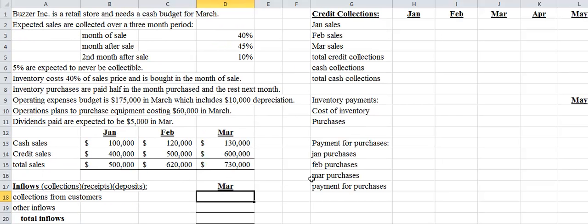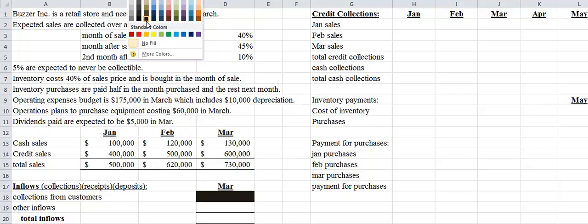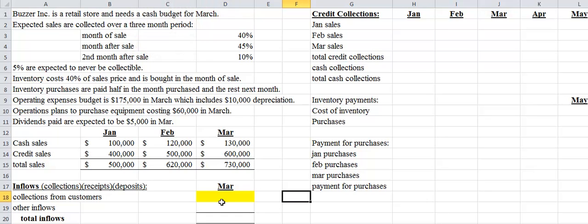What were the collections from customers? So let's work on that particular problem first. So we're going to work on this cell. What goes into this cell? We see here that sales are expected to be collected over a 3-month period. That means that sales are not cash sales because cash sales happen, they're cash right away. So these must be credit sales that are going to be collected over a period of 3 months. 40% in the month you sell it, 45% in the next, 10% in the next.